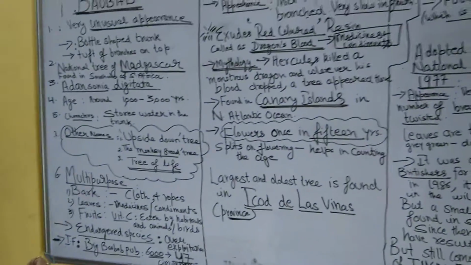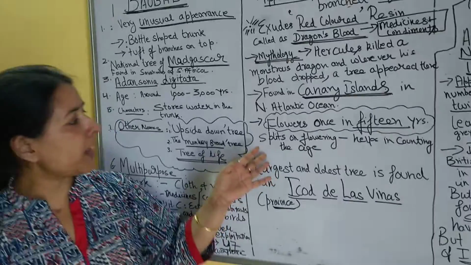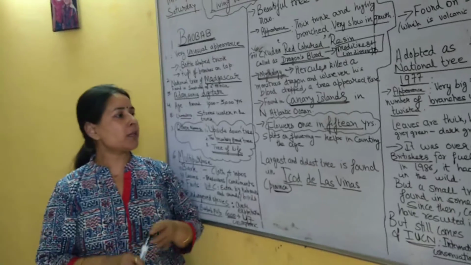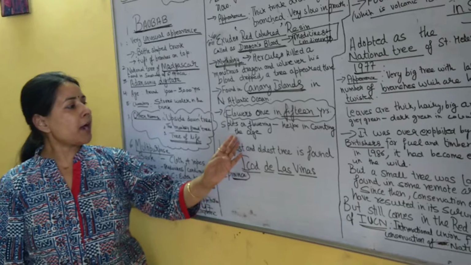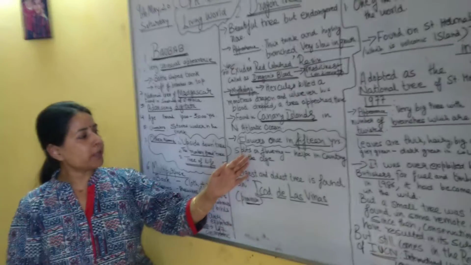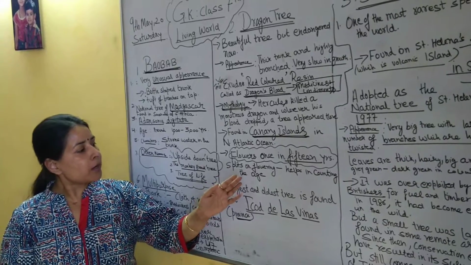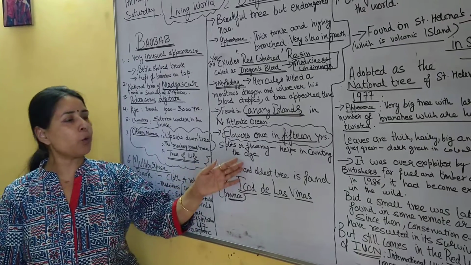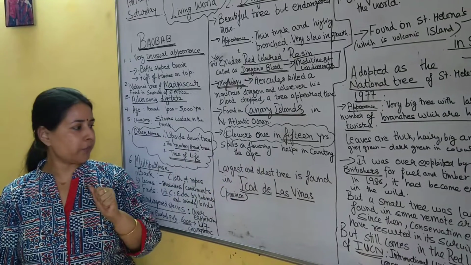Now moving further, one characteristic feature of this tree is that it flowers once in 15 years, and whenever it flowers, there is a splitting in the branches. So if we count the splits of the tree, we can come to know the age of the tree.